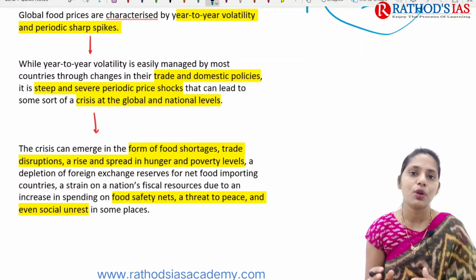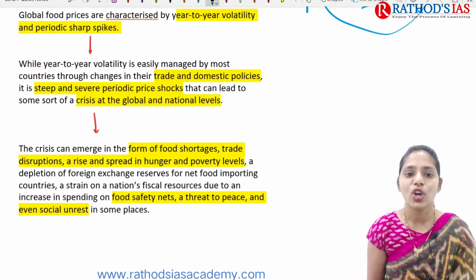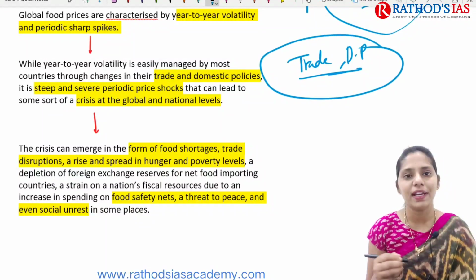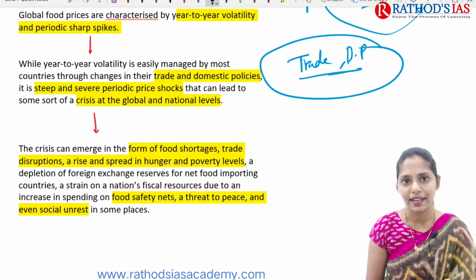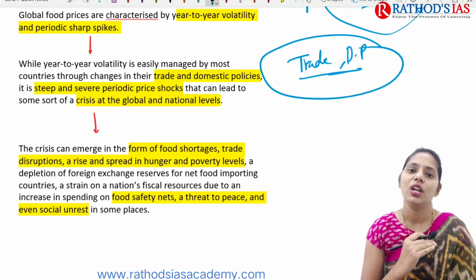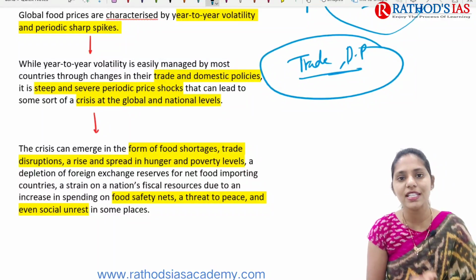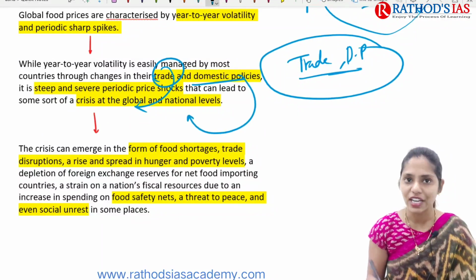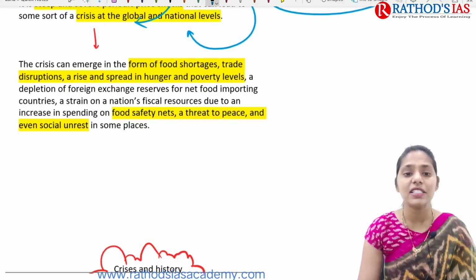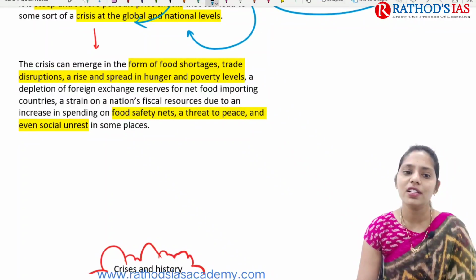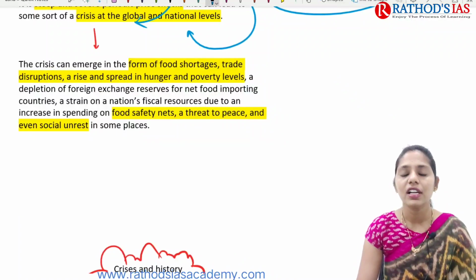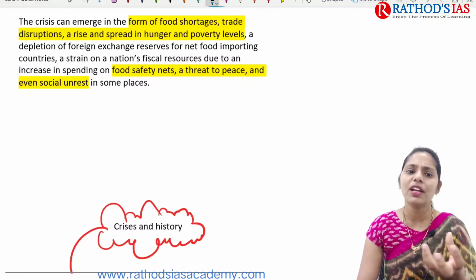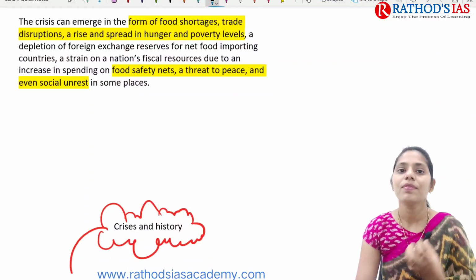So to address all these problems, yes, the government needs to come up with a policy. The government will come up with some changes in trade as well as domestic policies, mainly to address periodic price shocks in the market. At the global level and at the national level, we can come up with a number of trade policies as well as domestic policies. Trade policies especially at the global level, and domestic policies at the national level, state level, etc. And the crisis can be managed from food shortage, trade disruptions, and even the rise and spread of hunger and poverty levels. So the government will come up with a number of trade policies as well as some domestic policies mainly to address this problem.